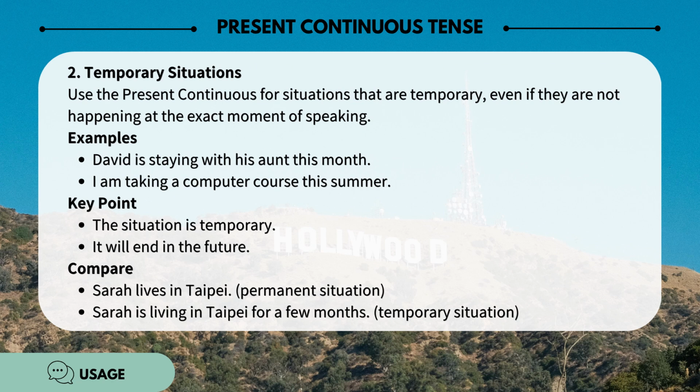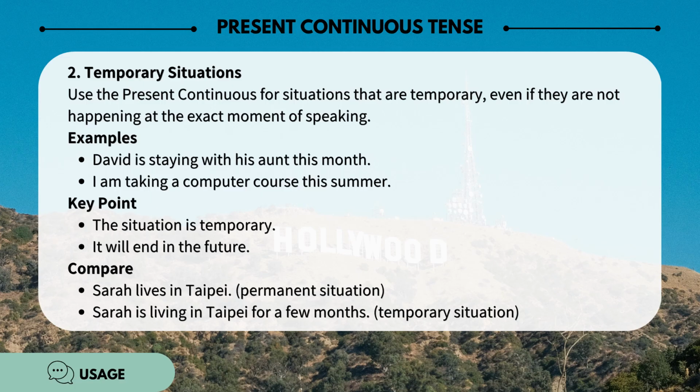Look at the first example. David is staying with his aunt this month. David may not be at his aunt's house right now. Maybe he's at work or at the grocery store. The important idea is that staying with his aunt is only temporary. After this month, he'll probably live somewhere else.